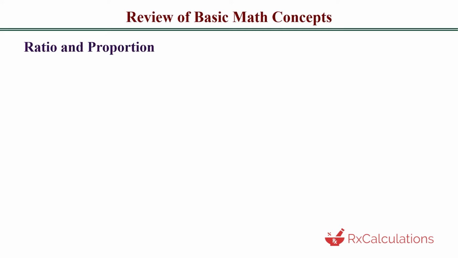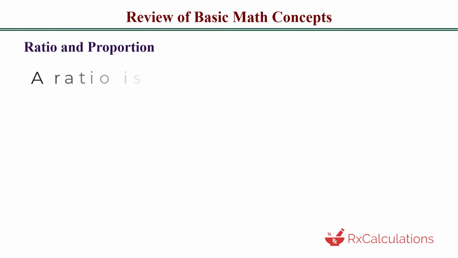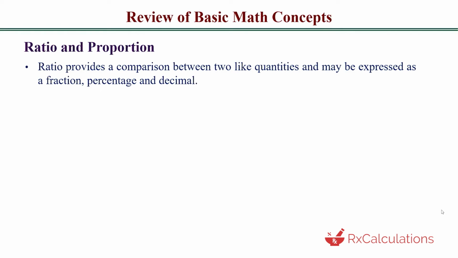So what is a ratio? A ratio is the relative amount of two quantities. Another way to think about ratio is the relationship between two values. In essence, a ratio provides a comparison between two like quantities and may be expressed as a fraction, a percentage, or a decimal. Now let's explore this further.